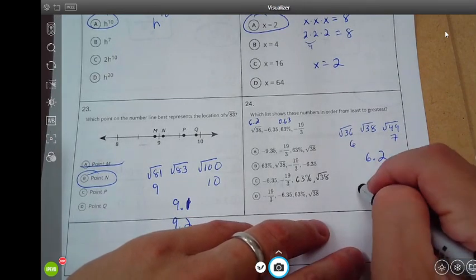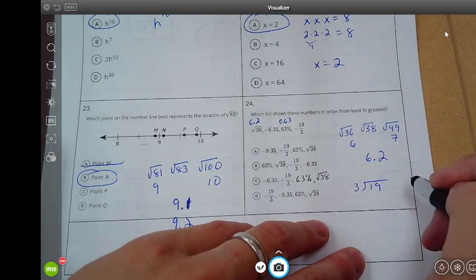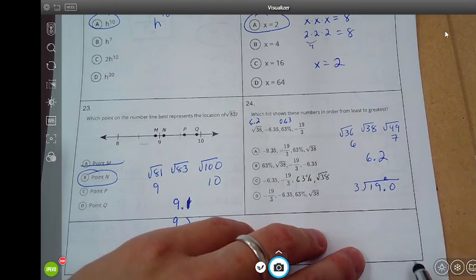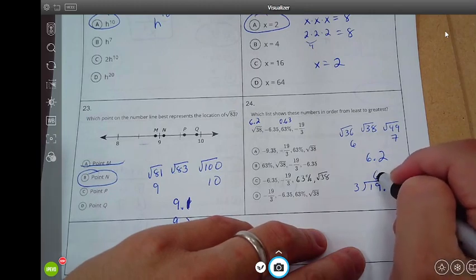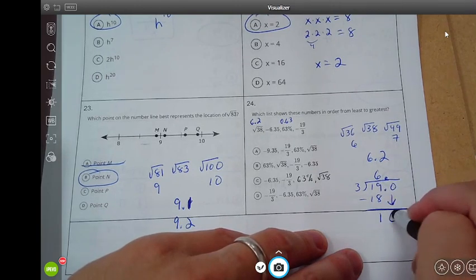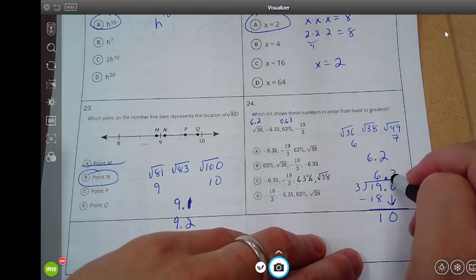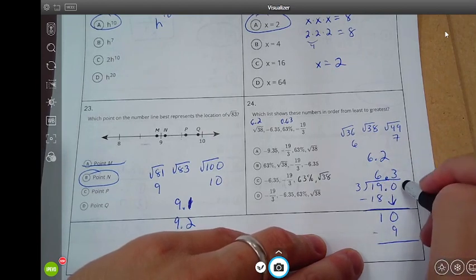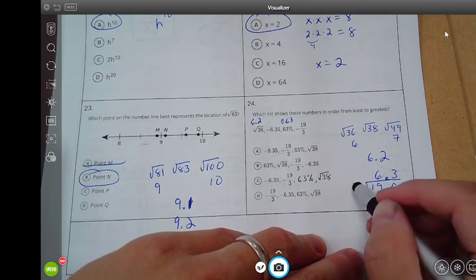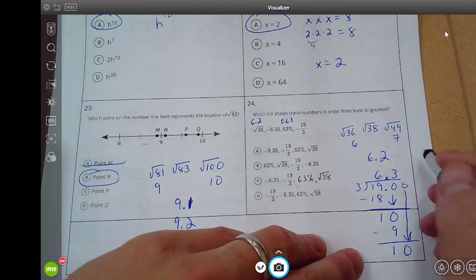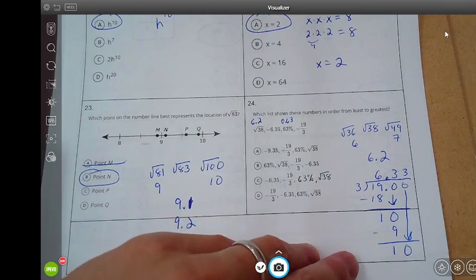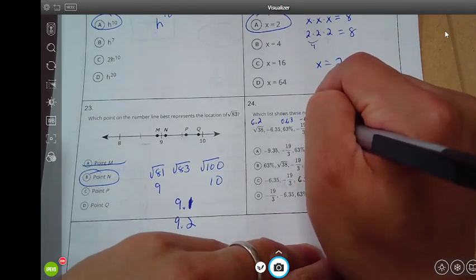So let's do some long division here. 3 into 19. Now let's put a 0.0. Okay, right at the decimal point. 3 goes into 19 6 times, because 6 times 3 is 18. If I subtract, 19 minus 18 is 1. I bring down the 0. 3 goes into 10 3 times. 3 times 3 is 9. I subtract, I get 1, bring down another 0. 3 goes into 10 3 times. Okay, 6.3. Looks like I'm going to keep repeating. Okay, so 6.33. So it's going to be a negative 6.33.